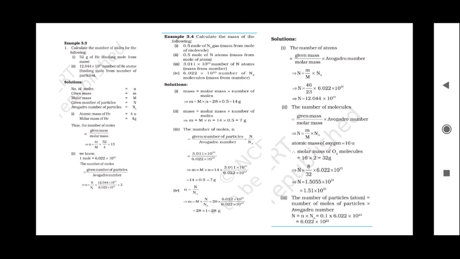Similarly, there are other two examples where we have to use the given data, reshuffle the formulas and find the answer. The last example is also based on the same formula. So depending upon what data they have given and what we have to find out, just reshuffle it and we can calculate the problems. Hope you have understood this, students.